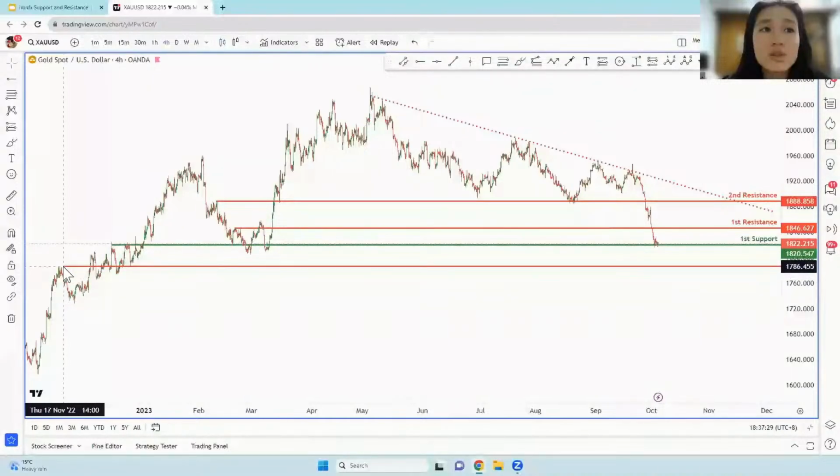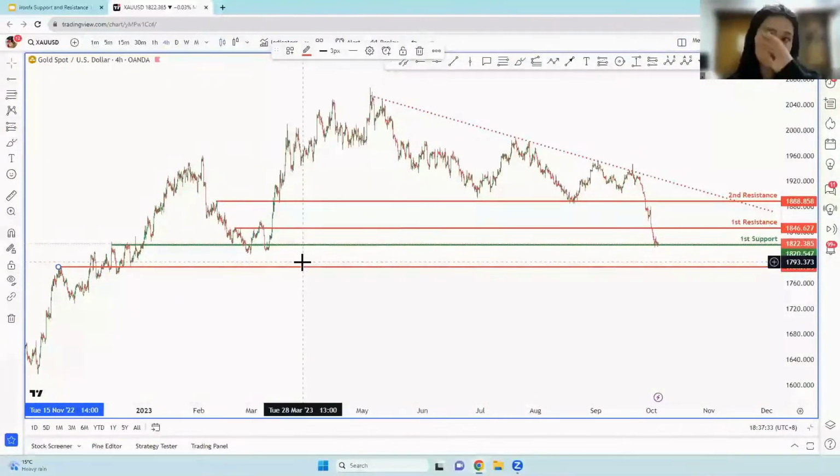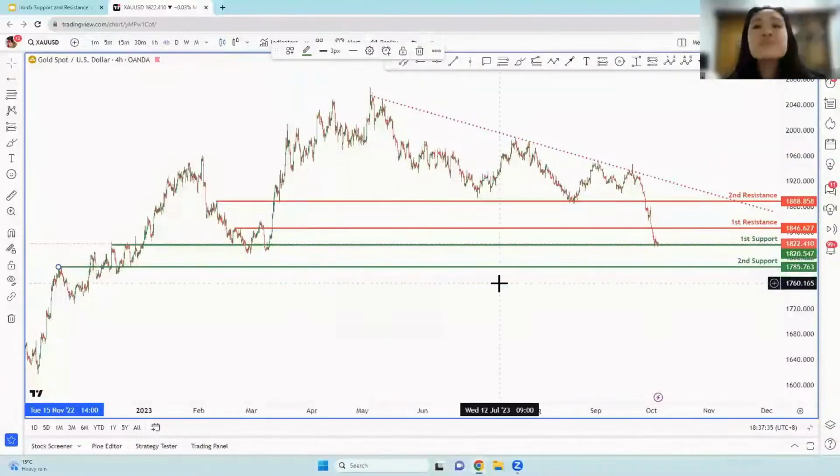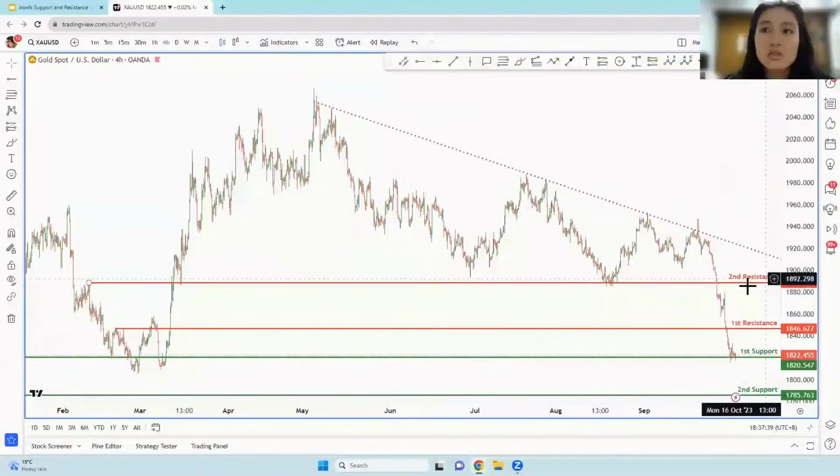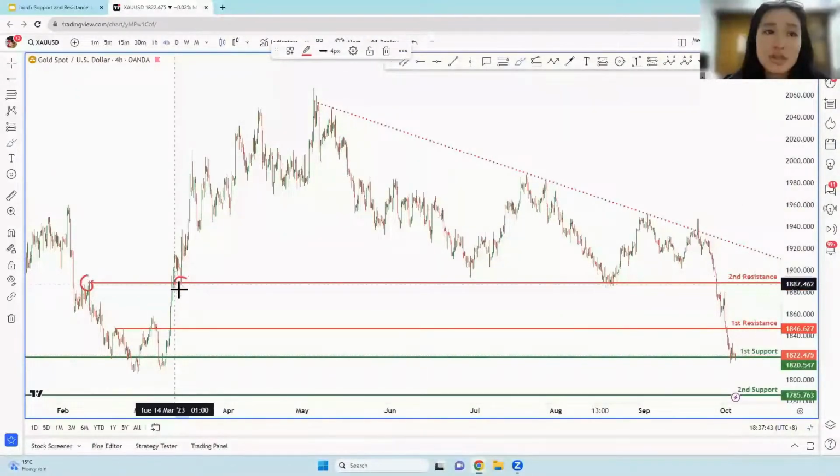And then my second support just here. Okay, so maybe just a recap. So my second resistance, I have a swing high here and a swing low here, so it makes it an overlap level. And then I also have another swing low here.